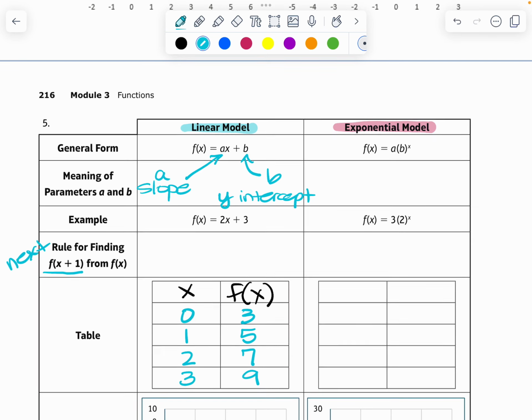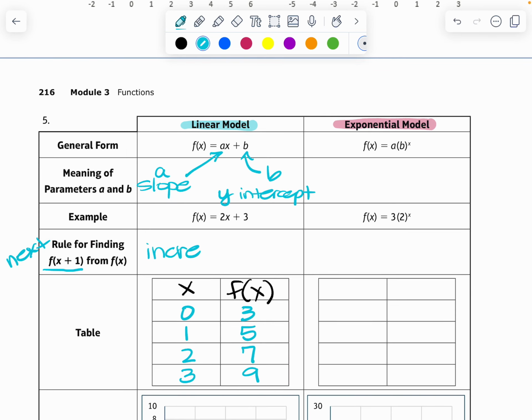Do you notice that it's increasing? By a positive 2 each time. It's increasing. It's adding, right? All right, now let's jump over to exponential model.